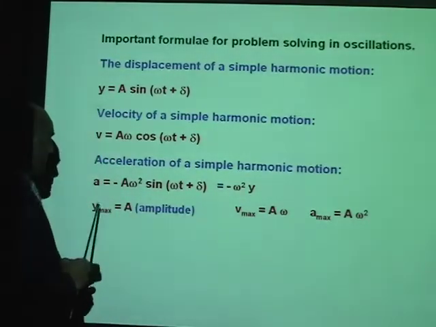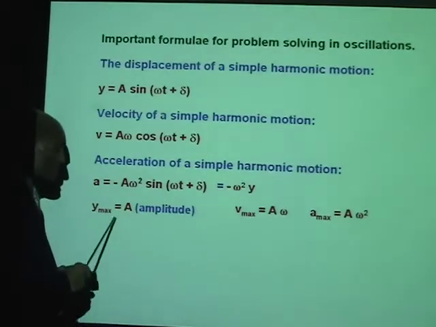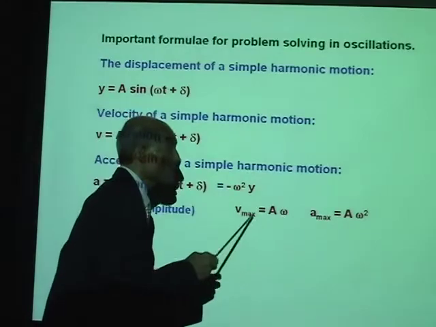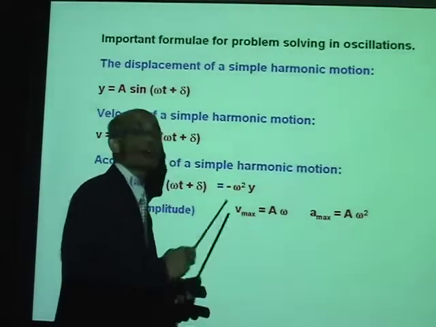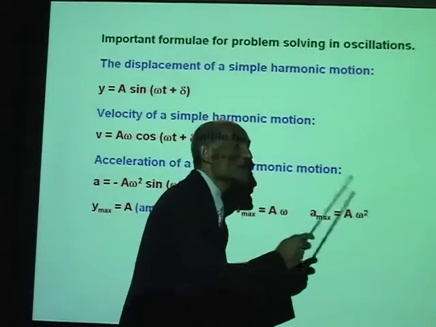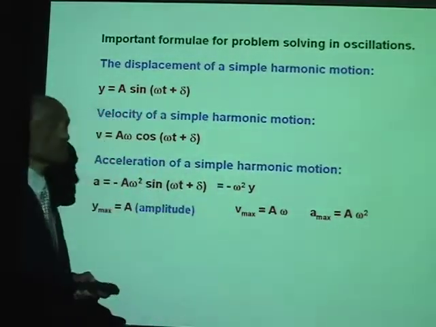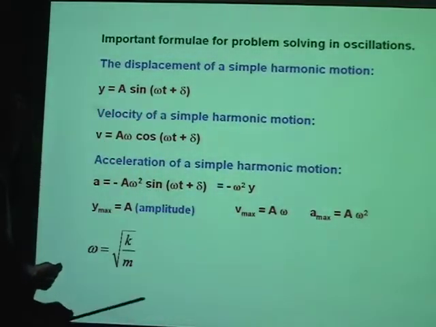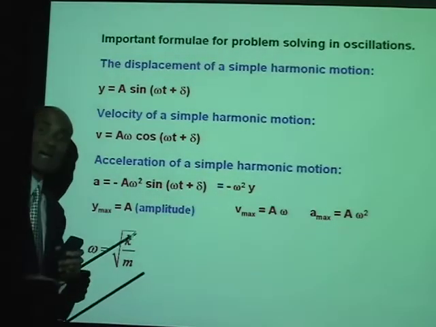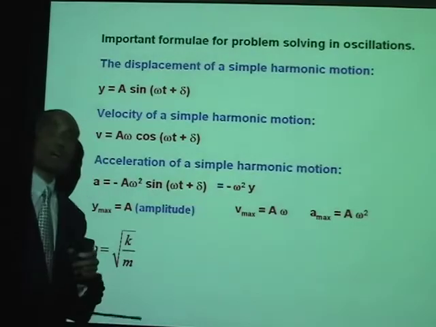Now, you must remember this. The maximum displacement is amplitude A. Maximum velocity is A omega. Maximum acceleration is A omega squared. We need them to solve problems. And omega equals square root of k over m. I asked you that about a minute ago.